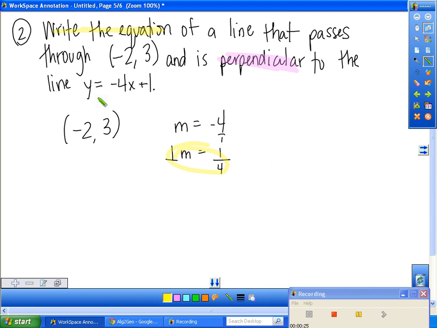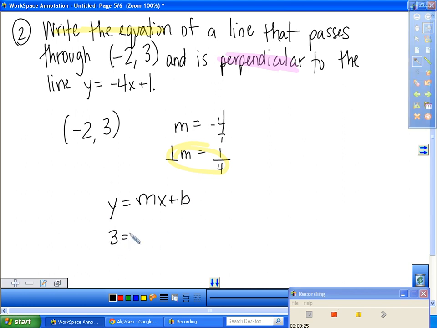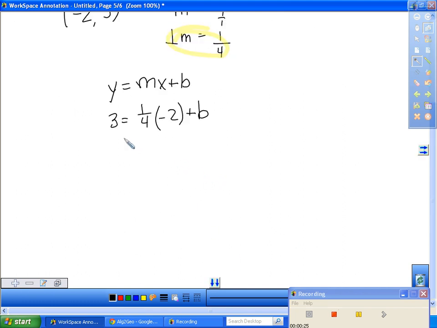Right? So now I have an x and a y and a slope, I'm going to do the exact same thing I did in example 1. I substitute everything in to my slope-intercept form. I know that my y is 3. My slope is the perpendicular slope, which is 1/4. My x is -2. And again, I don't have my information for b, so I need to solve and do a little work for that.